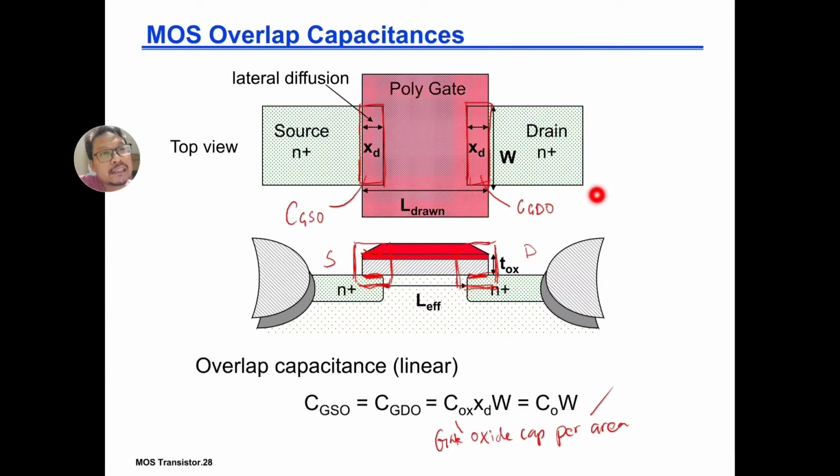So we have the capacitance per area, and if we multiply by the total area of the capacitor, we get the overlap capacitance. This can be simplified by CO, which is the gate oxide cap per length. You just multiply by W, and you get the actual value of the capacitor.